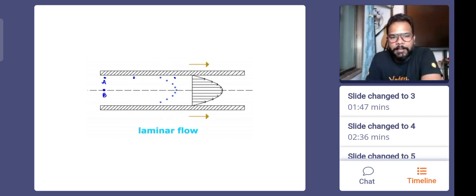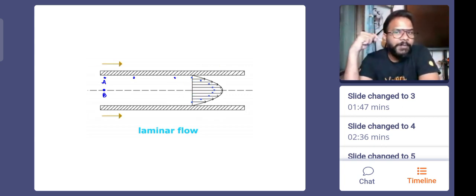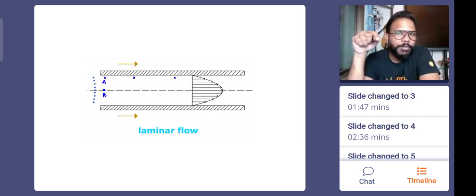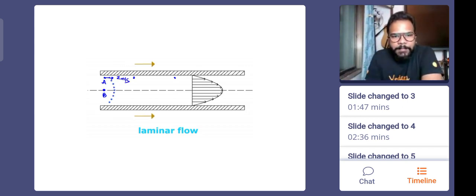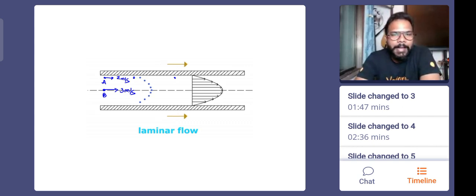But maybe through point B, the different particles will pass through point B. So in that case, velocity at A and velocity at B, the different particles will have different velocity. But whichever particle comes to point A will have the same velocity all the time. So maybe here the velocity is 2 meters per second. So every particle which crosses point A will have a velocity of 2, and maybe at point B the velocity is 3. This is basically what we call laminar flow or streamline flow, where the intermixing of the layers of the fluid will not happen.